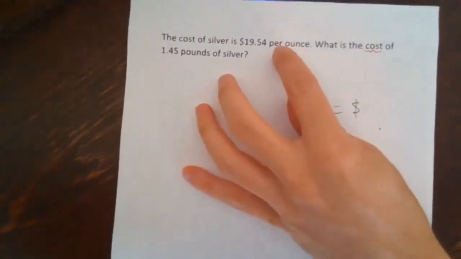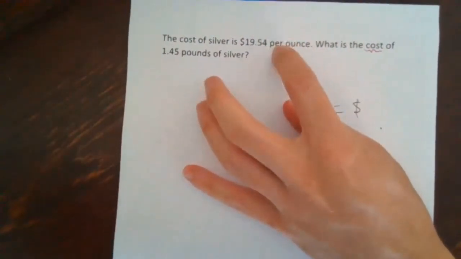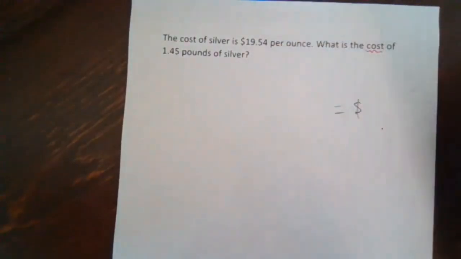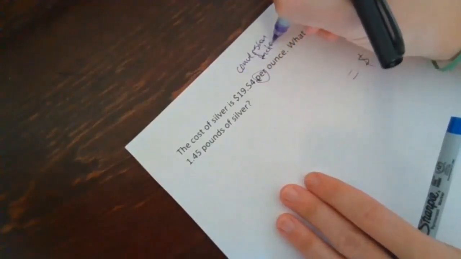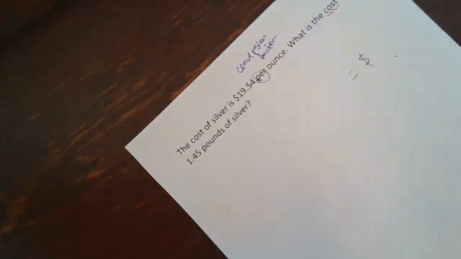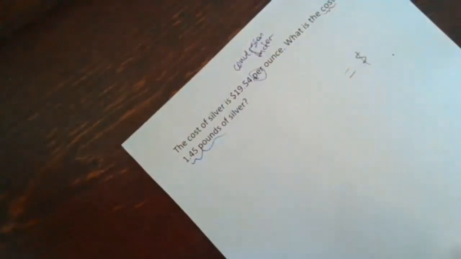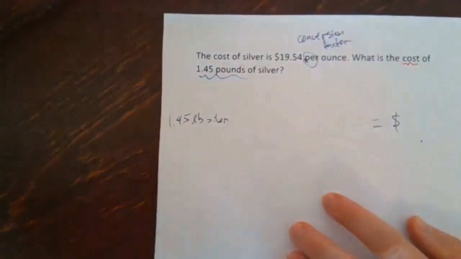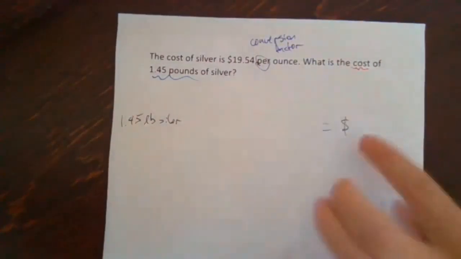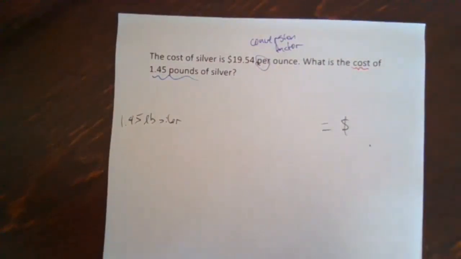Just like with density, that "grams per milliliter" indicated a conversion factor, that "per" likely means a conversion factor. This 1.45 pounds is where we're starting. So 1.45 lb of silver. That is definitely where we are starting in this case. We're going to try to convert that into money.